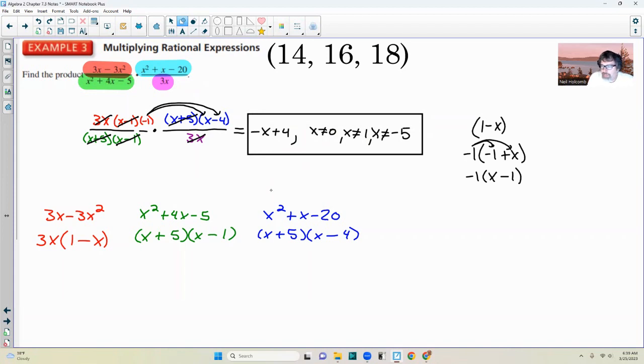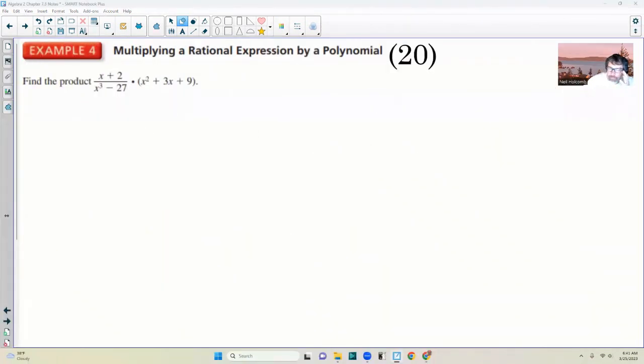Okay, so it's negative x plus 4. x can't be 0, x can't be 1, and x cannot be negative 5. Now you can put those in order: negative 5, then 0, then 1. Either way, as long as you're listing them, restricting your domains, it's all good. So that is how you simplify or multiply rational expressions. It's nice to be able to do problem numbers 14, 16, and 18 in the exercises.